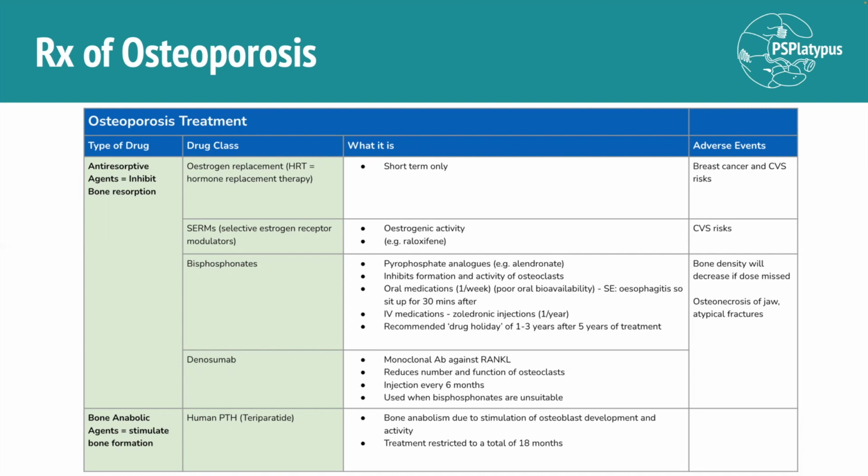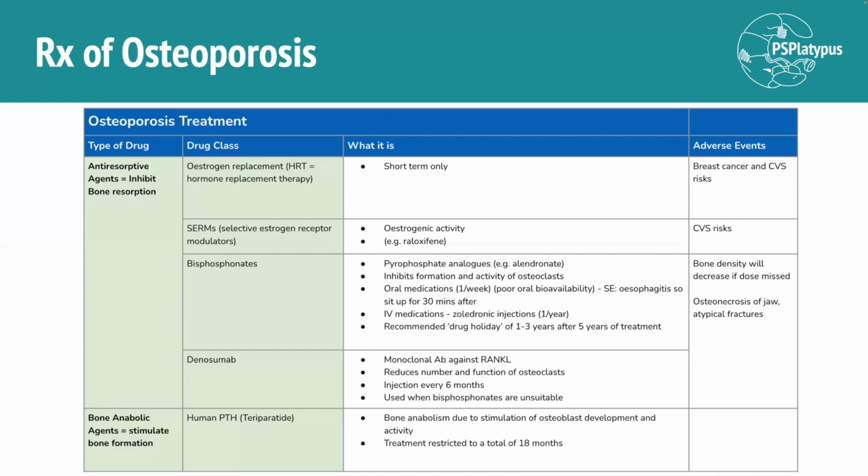Bisphosphonates are pyrophosphate analogs. An example is alendronate, which is the one that often comes up in exam questions. And basically it inhibits the formation and activity of osteoclasts by binding to and integrating into the matrix of our bone, and they are toxic to osteoclasts, thereby killing them when they are activated and begin the resorption process.